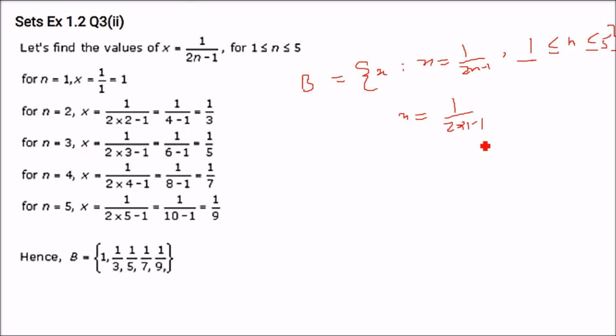I am putting 1 to 5. Next will be 1 by 2 into 2 minus 1. Then will be 2 into 3 minus 1. Then we have 1 by 2 into 4 minus 1. And then we have 1 by 2 into 5 minus 1, like this.